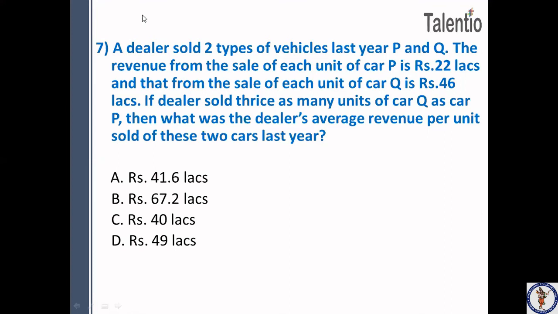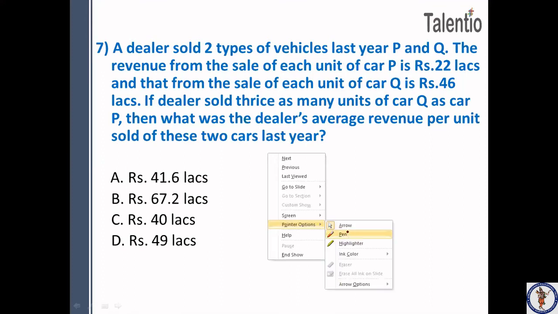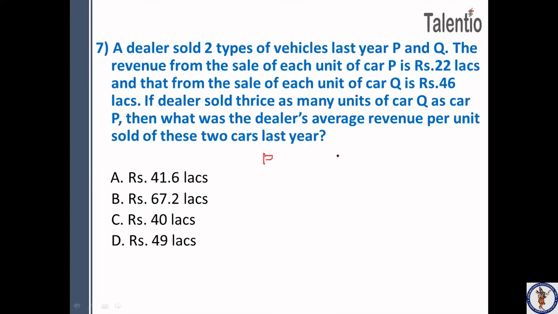Okay. So what is the question given? A dealer sold two types of vehicles last year, P and Q. So last year, a dealer sold two types of vehicles, one is P and one is Q. The revenue for the sale of each unit of car P is 22 lakhs. And the revenue for Q is equals to 46 lakhs.